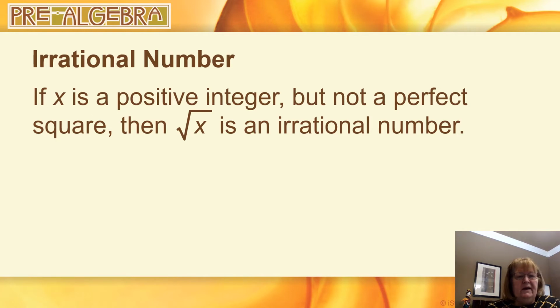Irrational number. If x is a positive integer but not a perfect square, then the square root of that number is irrational. For example, the square root of 10 is a nice number, but is it a perfect square? No. It is going to be somewhere between the square root of 9 and the square root of 16, but it is not a perfect square. It'll have a decimal with it, and it's irrational because there's no true square root of 10. This is a very short lesson, very simple, but something we need to be sure we understand. All right, so let's move along.